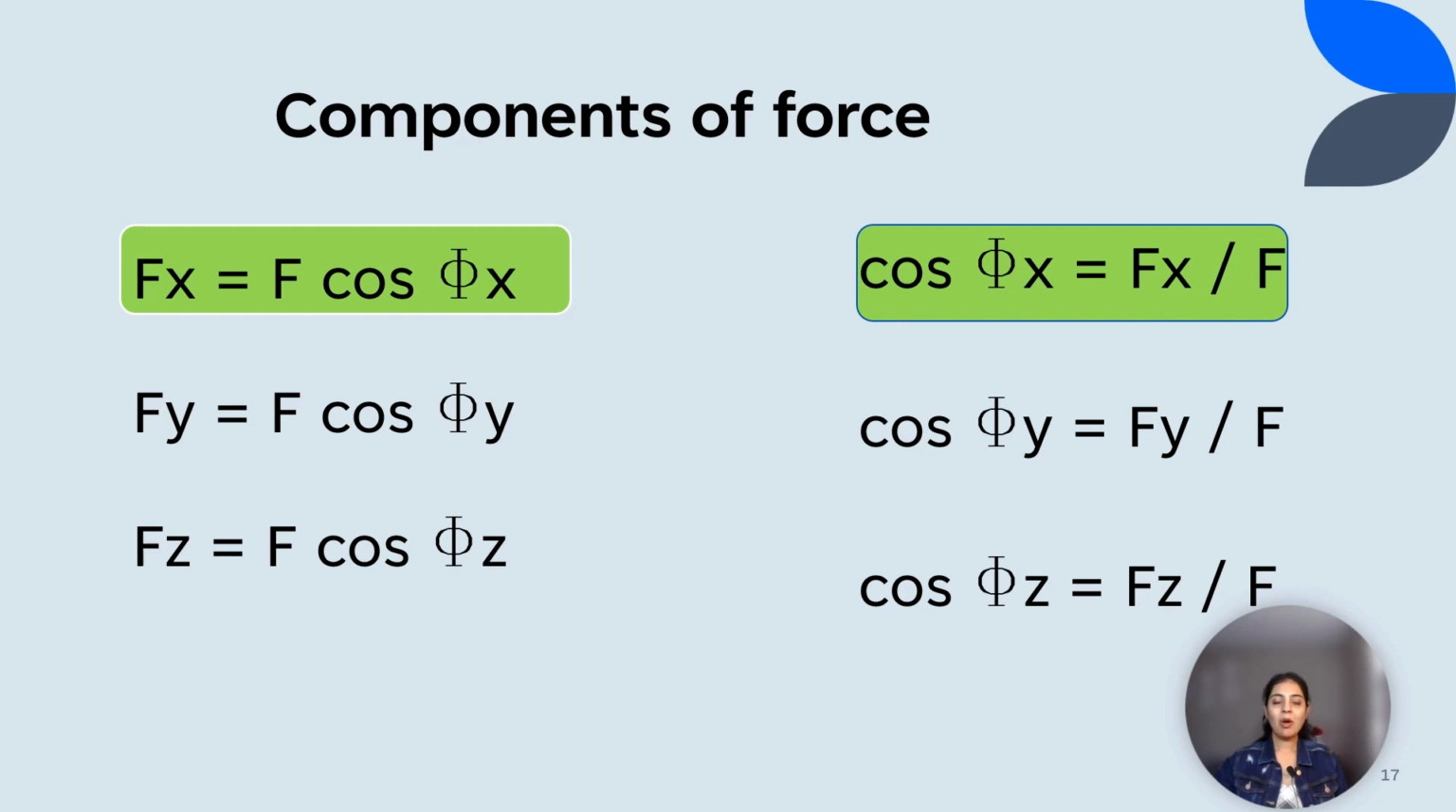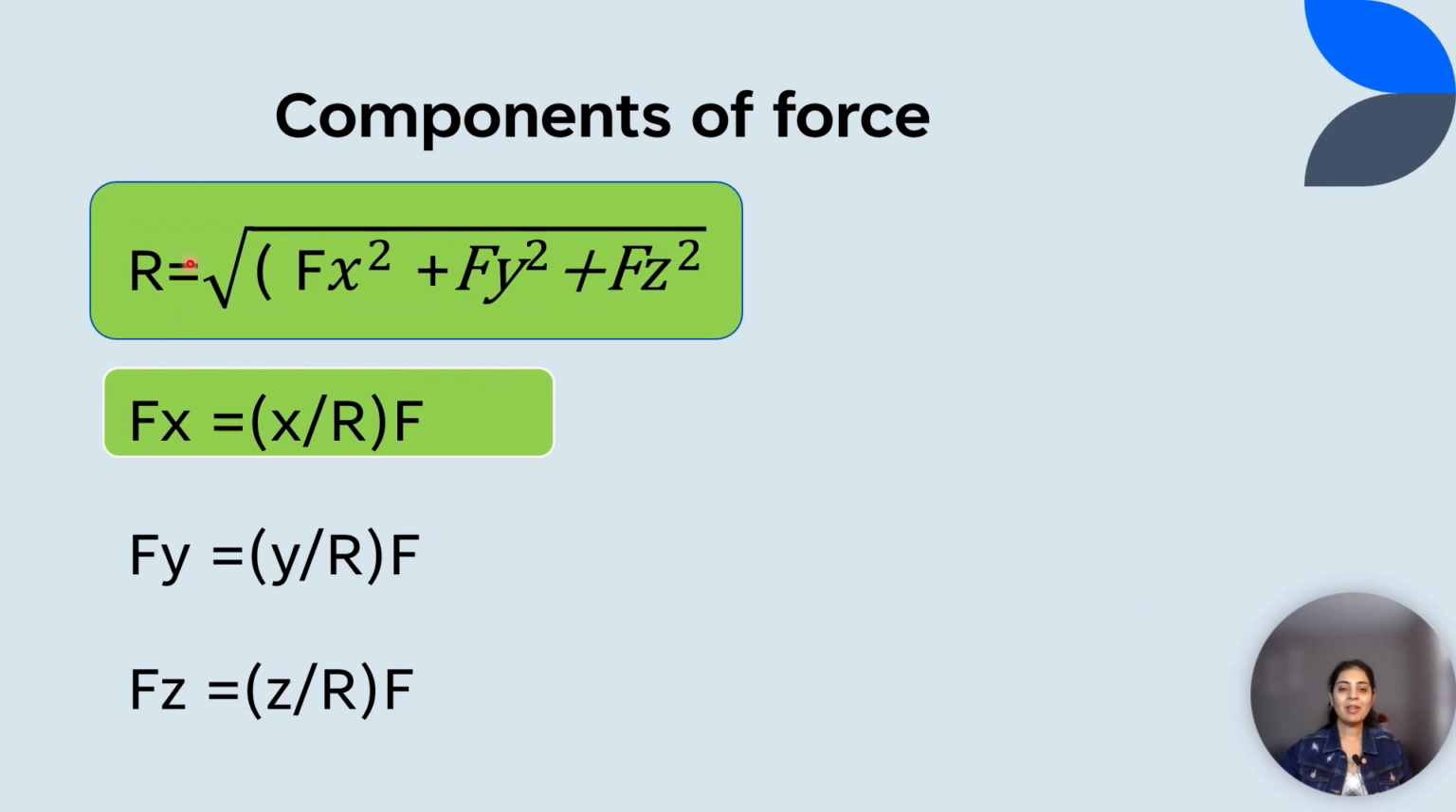The components of a two or three-dimensional force can be found from its direction cosines, like Fx is equal to F cos of theta x. These are the cosines of the true angles made by the force vector with the x, y, and z axes. This is how the resultant of force is found out. And from that resultant, the x component of force, y component of force, and z component of force are found out.